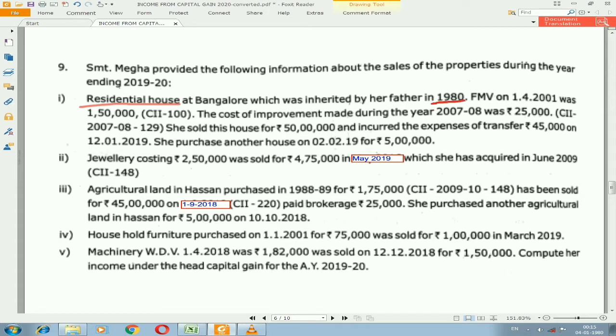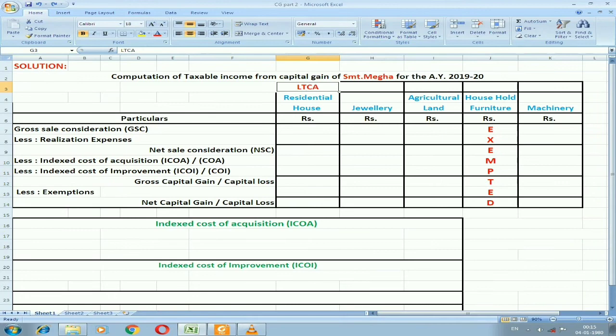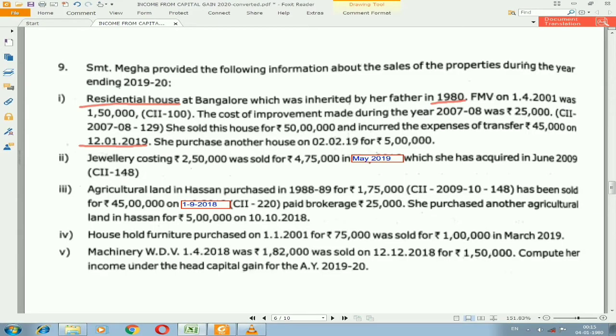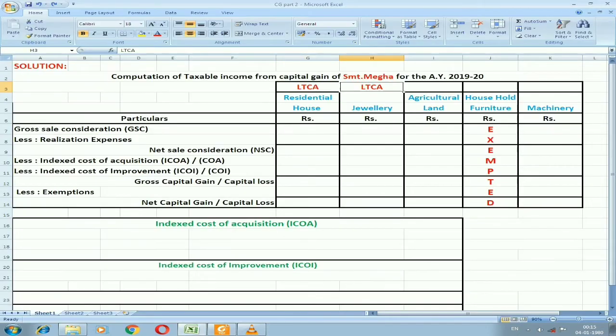First is residential house, which is purchased in 1980. They have not given a purchase date, but it came through her father. We need to take that date only because they have not given any other date. Sale is on 12/1/2019. So consider from that day to that day whether it is more than 2 years or less than 2 years. As you can see, it is long term capital asset. Jewellery is purchased in 2009 and sold in 2019. You need to check more than 3 years or less than 3 years. You can easily say it is more than 3 years. It will also be long term capital asset.